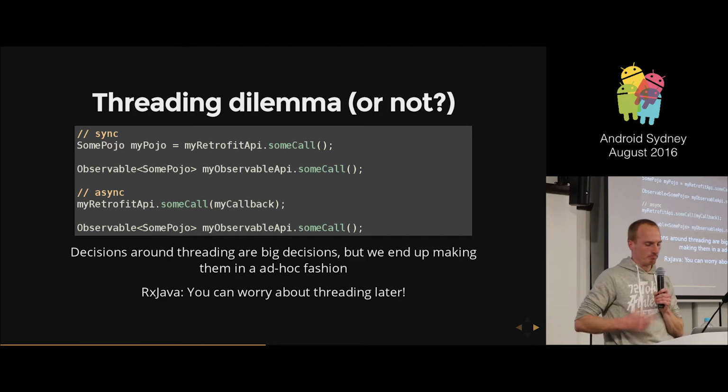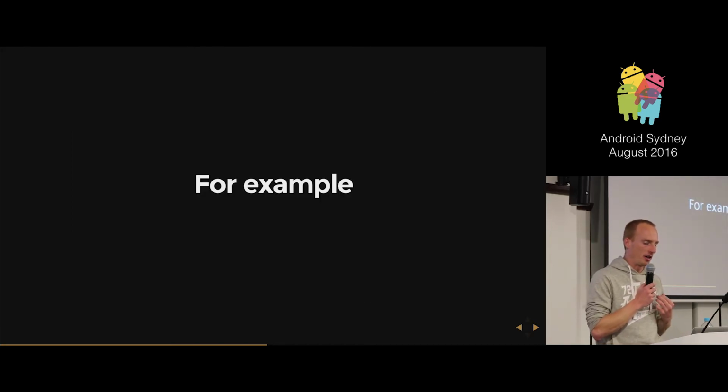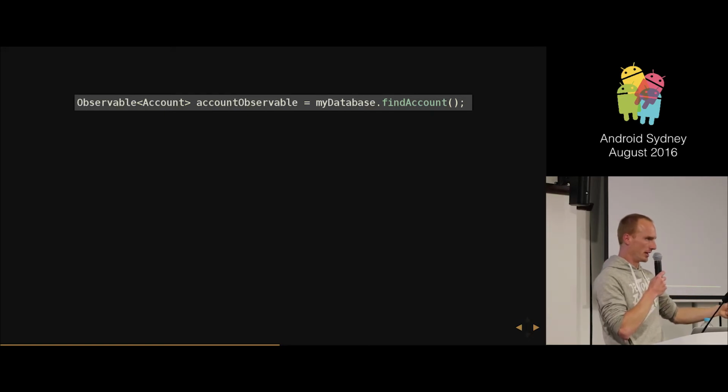So let's look at some real examples. Say we have a database in our app, and we need to fetch some account information. In RxJava, that would look something like this. We have a database class, and we call find account, and this would return an observable of an account. It's good to note that this doesn't actually do the database query. It's more like a piece of work. So once we subscribe to it, it will do the database query. This just says, I want to have some account in the future.